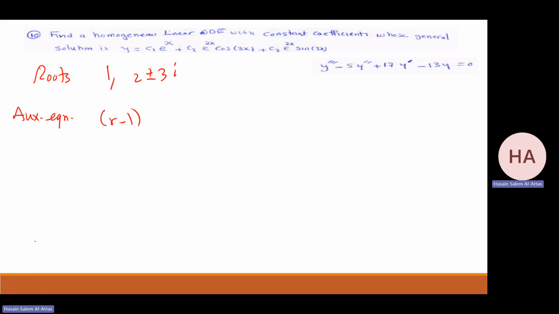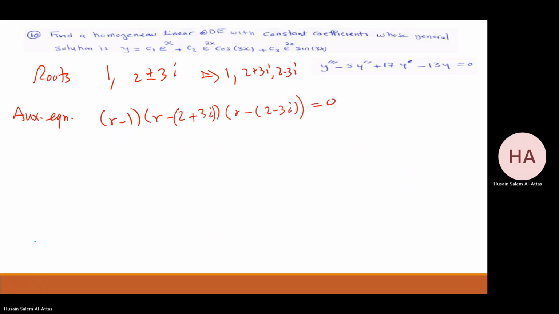R minus 1. And I have here R minus 2. These I can write as 1, 2 plus 3i, 2 minus 3i. Or I can use the formula. Yeah, let me do it this time in detail. R squared times R is R cubed. Minus this, and R minus this, equals 0.